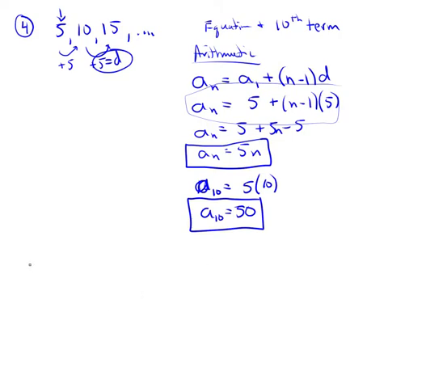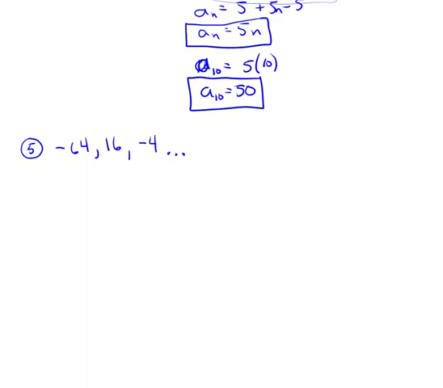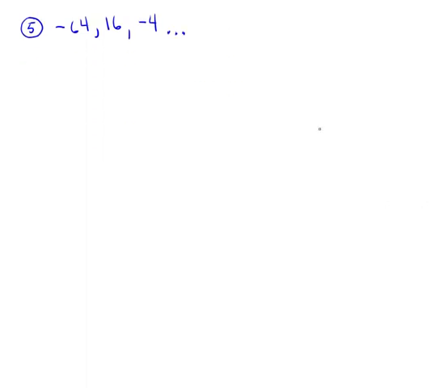So our next example is negative 64, 16, negative 4, and it continues on. So if we take a look at this one, that's different. We want to write the equation and the 10th term.